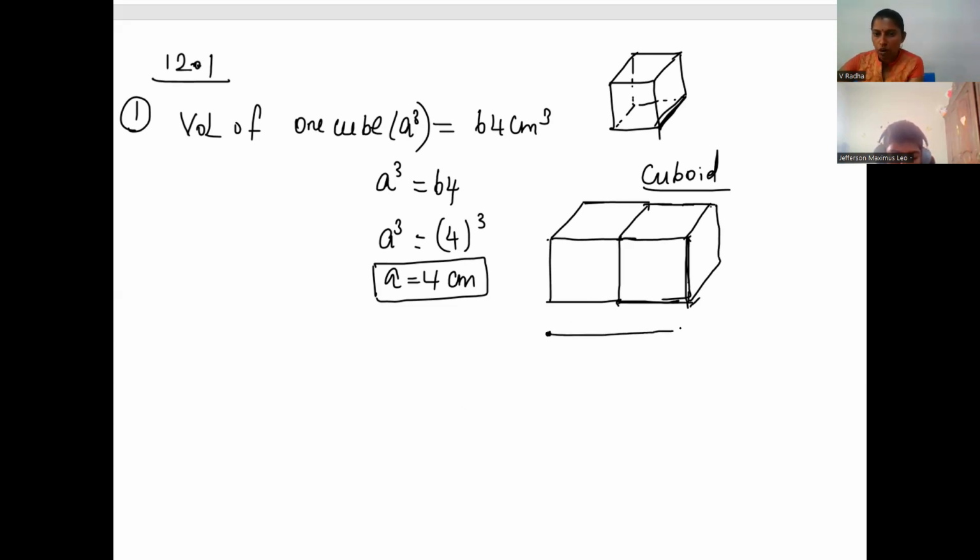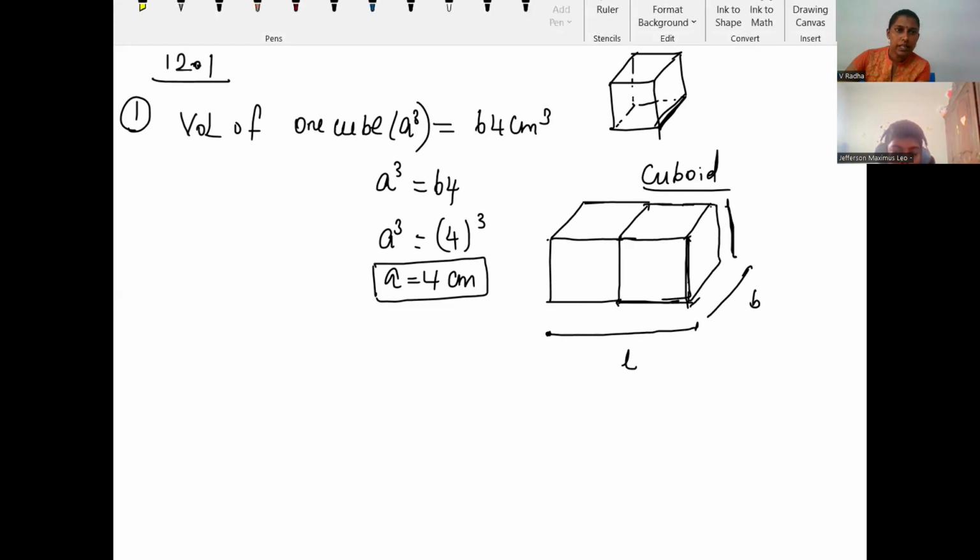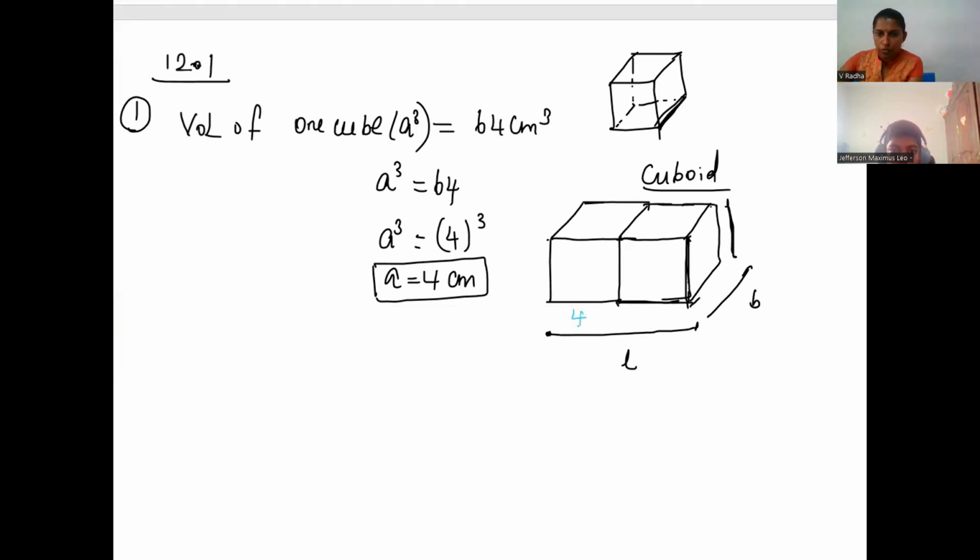This measurement, this corner to this corner, is L. And this corner to this is B. Actually, this one is B, and this is the height. The side of each cube is equal to A, and we found that A is 4. This is 4, this edge also is 4, this also 4. Is it correct?